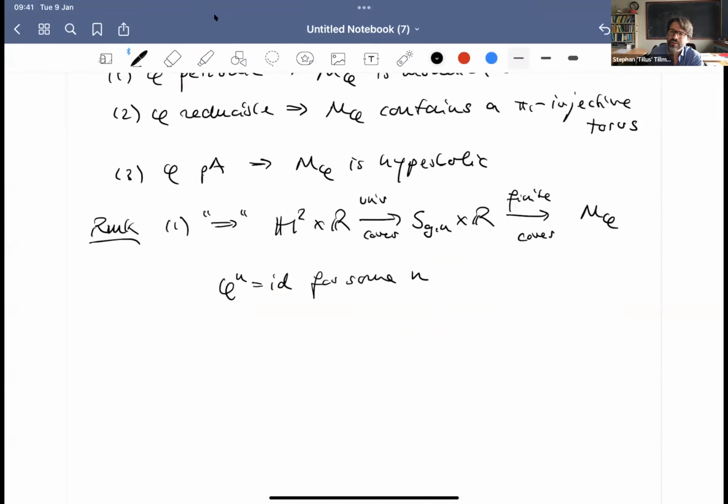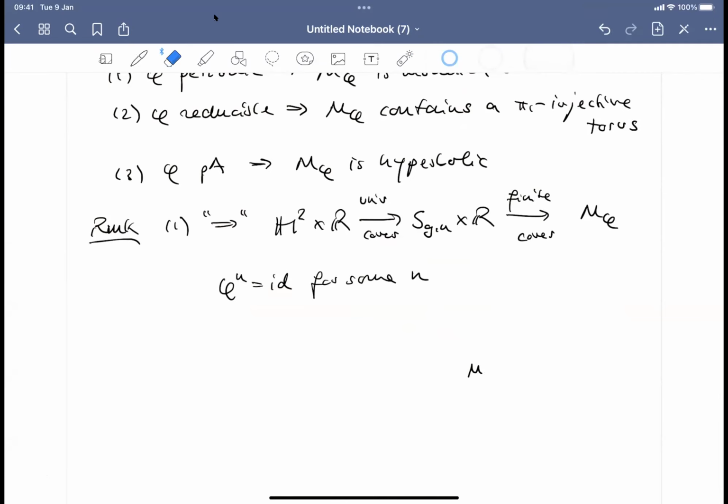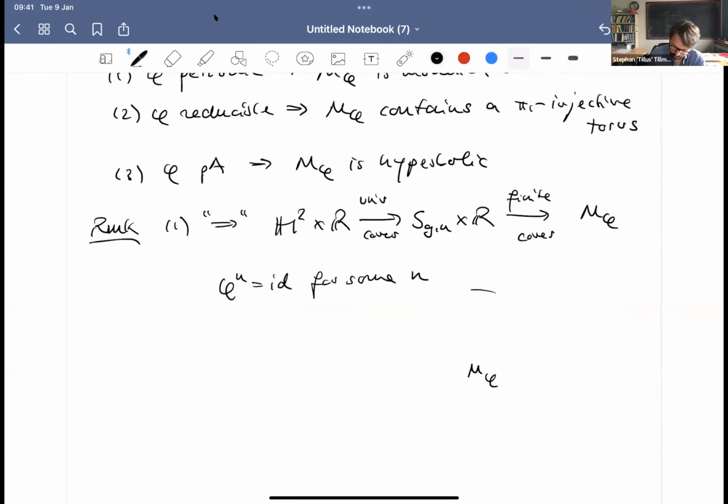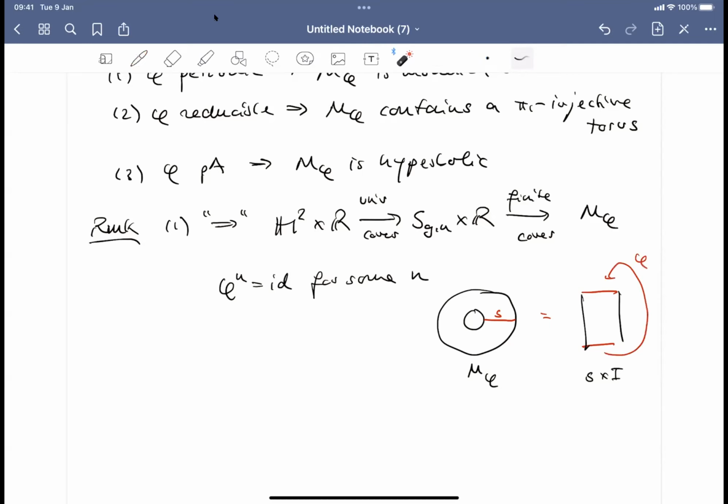And so I can build covering spaces. If I think of M_phi, let me just draw it schematically like this. This here is S. This is my schematic for saying I had taken S times the interval, and I think of phi as going top to bottom, and I draw it schematically like this.